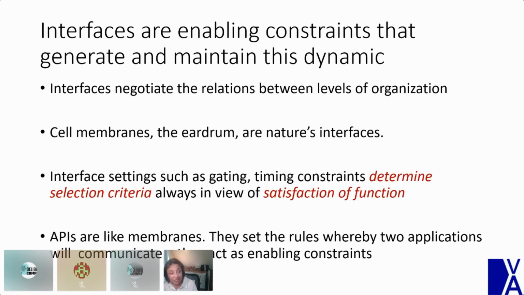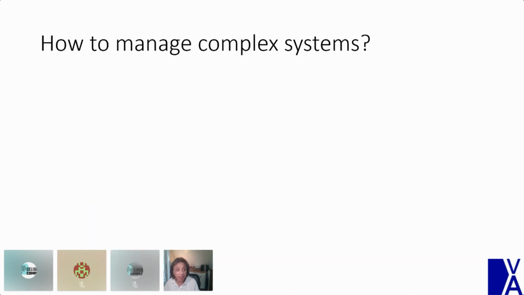So I'd like to suggest that in a sense, APIs are like membranes. They are, as interfaces, they set the rules whereby two applications will communicate. They act as enabling constraints to facilitate the transduction, the translation of signals coming in one format into the internal dynamics of the system on the other.